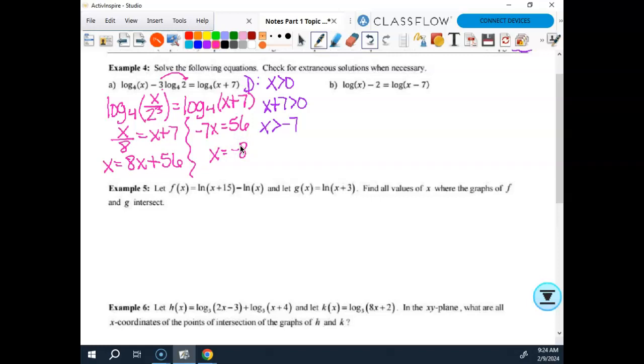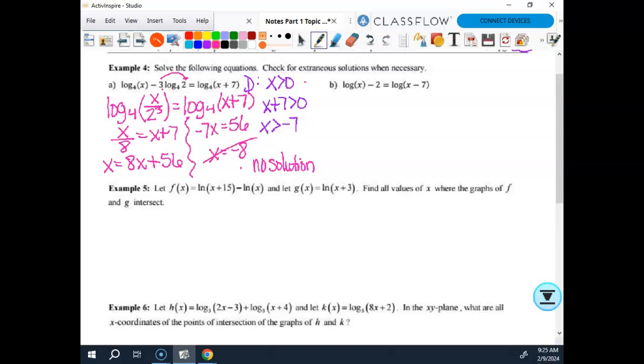Does -8 live in my domain? No, my domain x has to be greater than 0. This is what we got. That's the only answer we got, so my answer is no solution. Everybody okay with that? Yes?